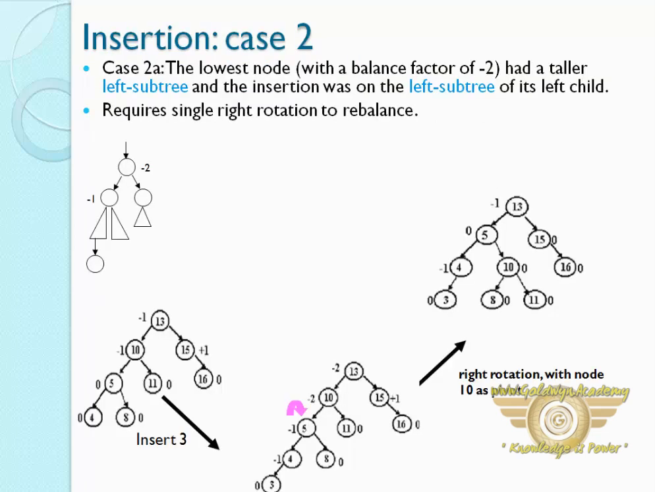Insertion case 2. Case 2a, the lowest node with a balance factor of -2 had a taller left subtree and the insertion was on the left subtree of its left child. It requires a single rotation to rebalance. Consider this tree. On inserting key element 3, we have to perform a single right rotation to rebalance. So on right rotation with node 10 as pivot, this will be the tree which we will obtain.